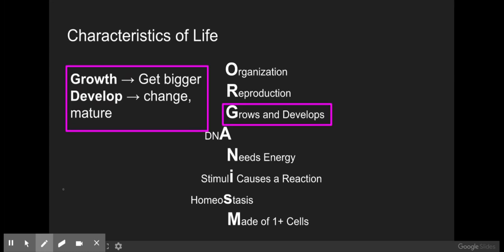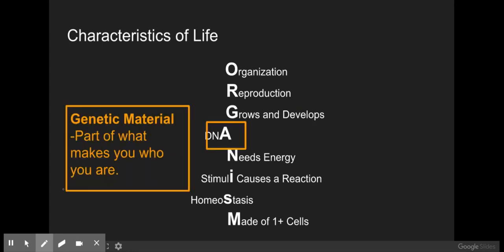Growth and development. Growth is the easy one. It's just getting bigger. Development is when an organism changes or matures over time. So think puberty here. DNA. DNA is the genetic material for all living things. Part of what makes you who you are is this molecule of DNA. We're going to learn lots about DNA in the genetics unit.